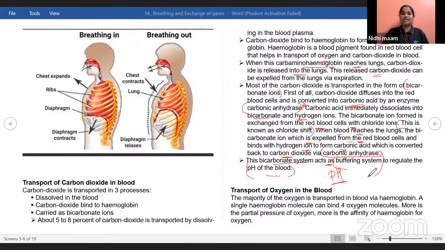Okay, this is about transportation of carbon dioxide. Now we will stop here. Now we will discuss some questions. Then again I will explain to you transport of oxygen. Fine. So let us proceed with the first question of today.